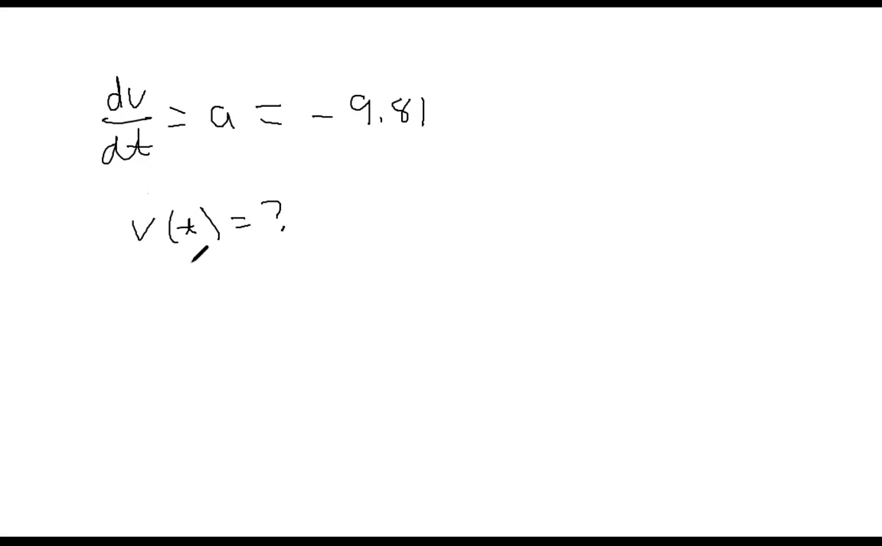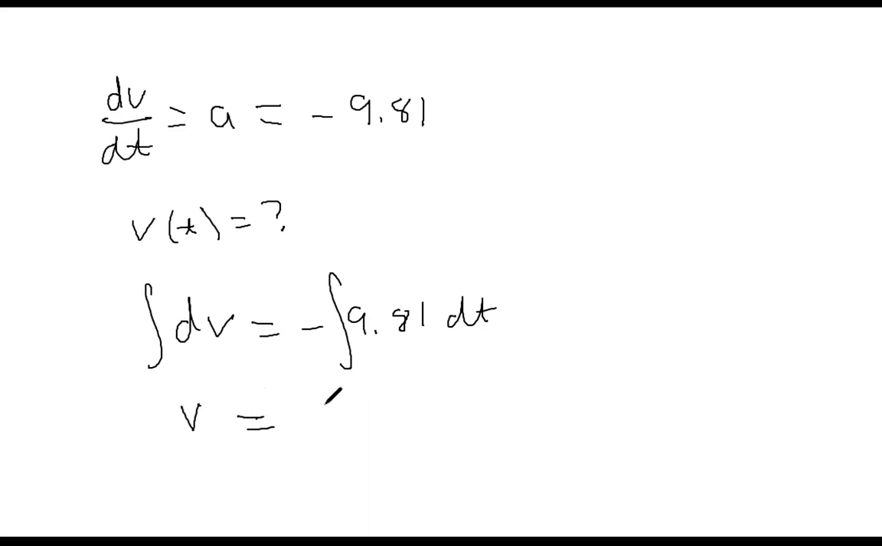Well, if you've had physics, you've already seen how to do this. You basically can do the same thing again. You can write this as dv equals minus 9.81 dt, integrate, and I get v equals minus 9.81 t plus a constant.